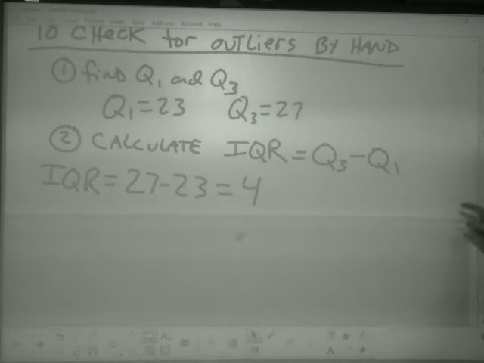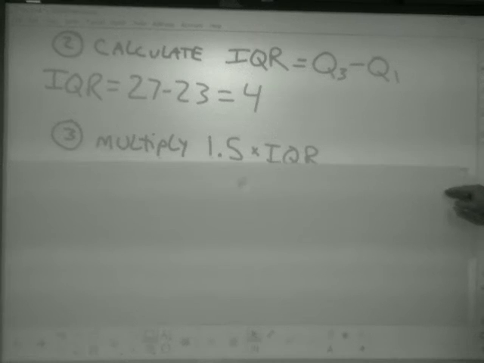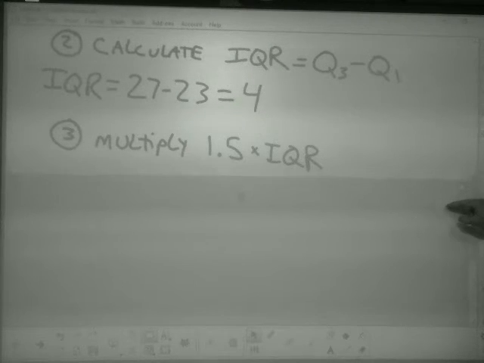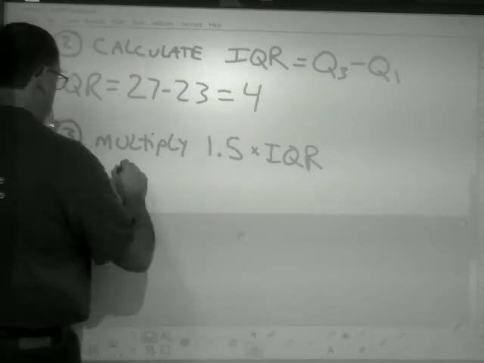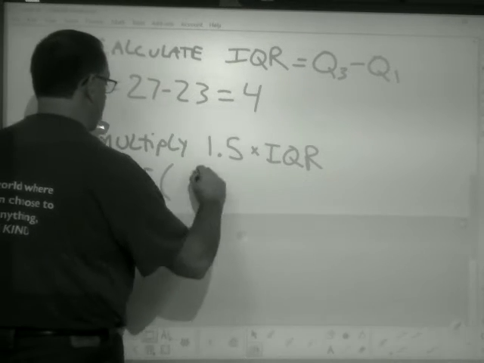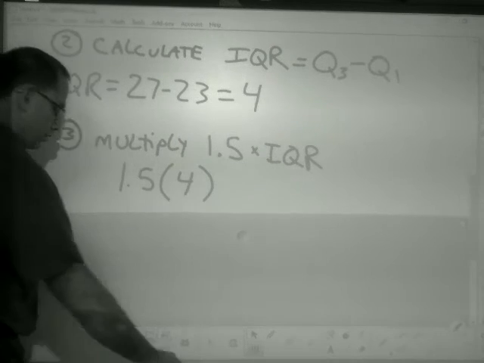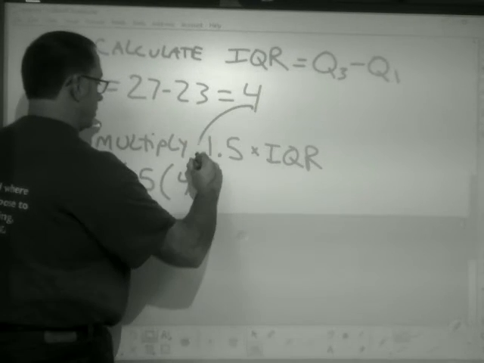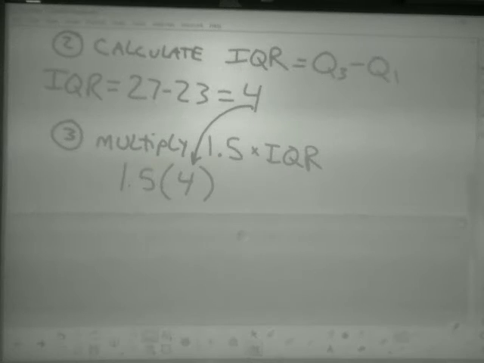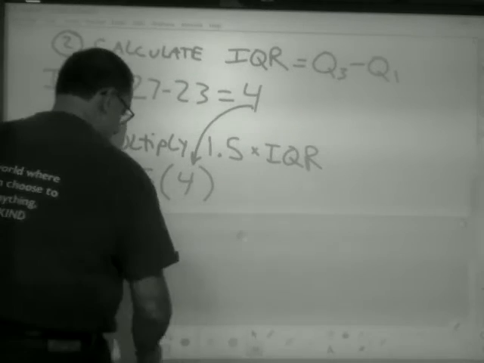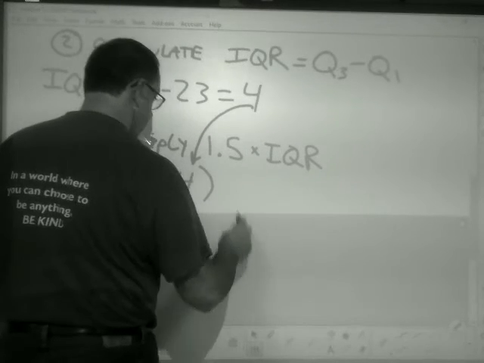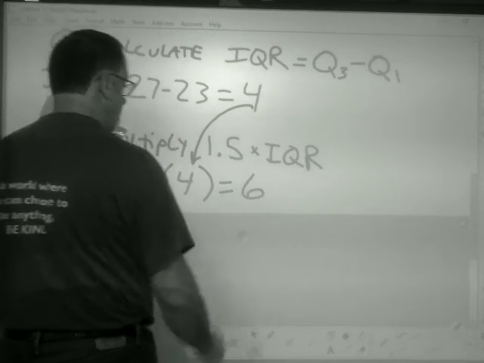Now, what do I do with that? Well, let me move down here a little bit. I'm going to multiply 1.5 times that IQR number. So I'm going to go 1.5 times this IQR number, this number right here. This method is actually called the 1.5 IQR method. So if I said 1.5 times 4, I get 6.